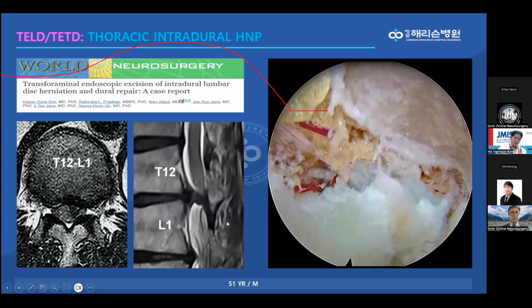Using these two points of the mobile outside-in technique and sufficient paramedian approach, it is possible to approach higher levels.